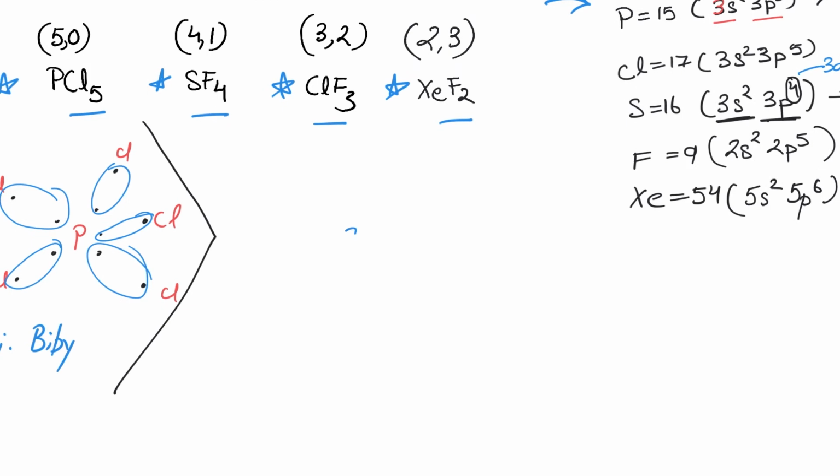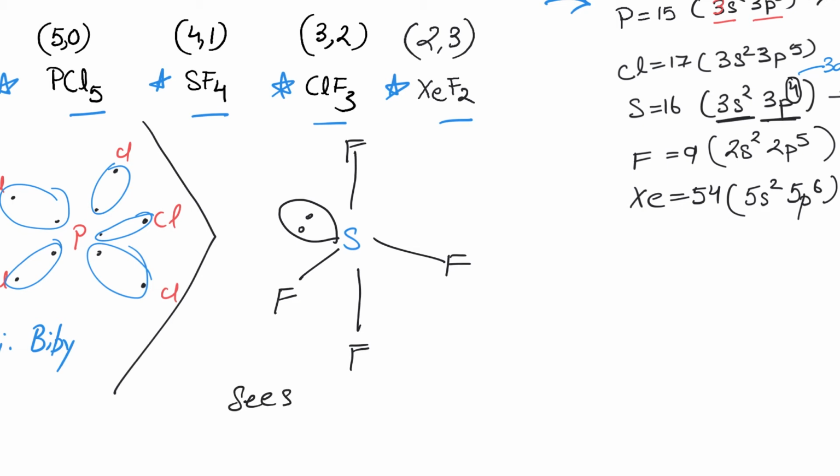So in the center you have S. Then you put on F, F, F, and F. And here what you have is your lone pair of electrons. Now this gives a little bit of a seesaw appearance. I hope you can imagine this.